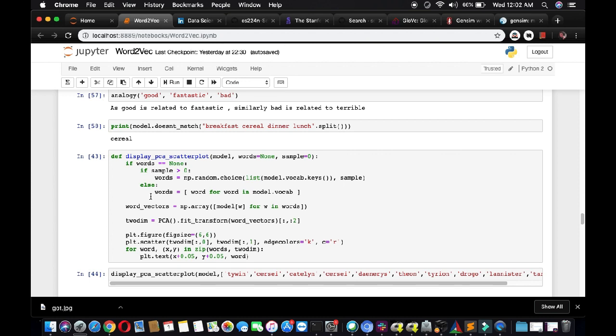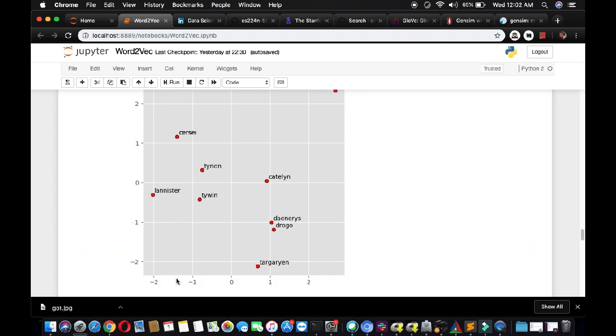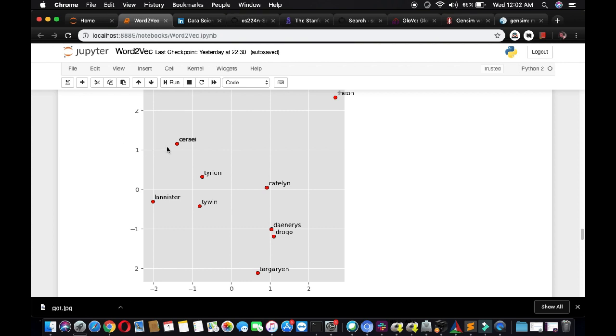Okay, so as we had imported PCA at the beginning, now the time came to do the PCA. The vector space has many dimensions, but we are reducing the dimensions into 2D so that we can visualize it. Okay, so let's visualize it. Cool.